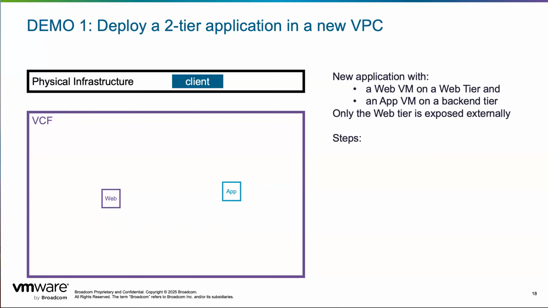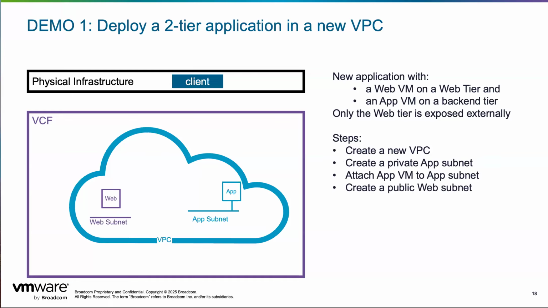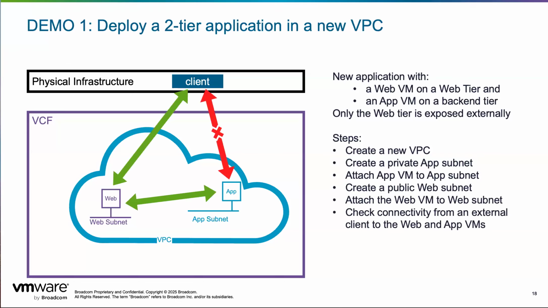And what I'm going to do from vCenter is create a VPC for this application so that it has its own sandbox, create a subnet for my app VM and attach it to it, create a subnet for the web VM and attach my web VM to it. And finally, we're going to check the kind of connectivity that we're having, assuming that, of course, my web subnet is public and my app subnet is private.